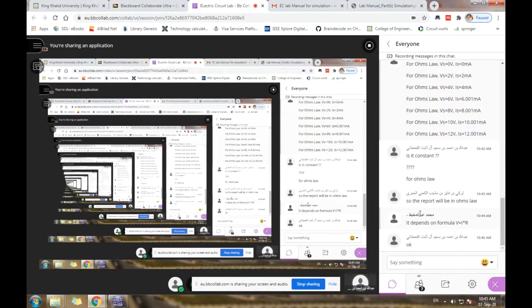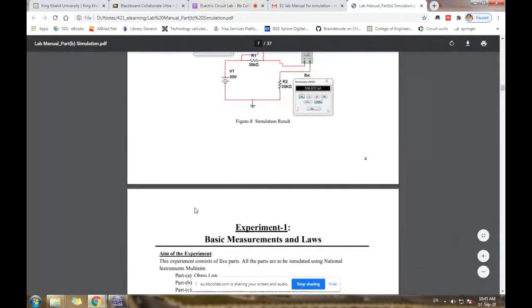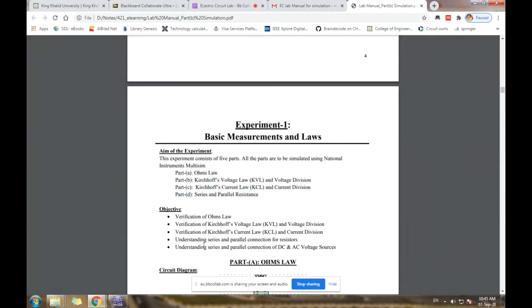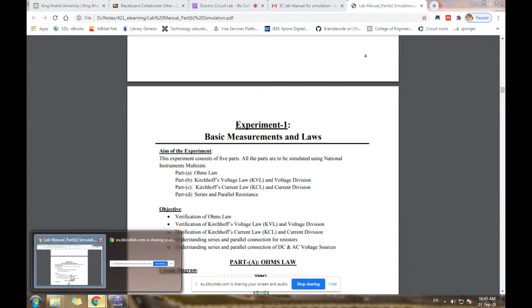Okay. So Turkey Faiz asked whether the report will be on Ohm's law. No, the report will be for all. You have to write one report for all these 4 parts: Ohm's law, Kirchhoff's voltage law, Kirchhoff's current law, and series and parallel resistance. Okay. So let us start with Kirchhoff's voltage law.